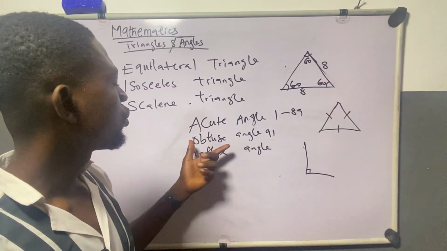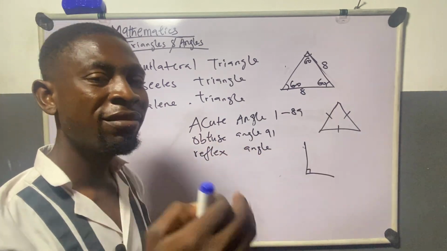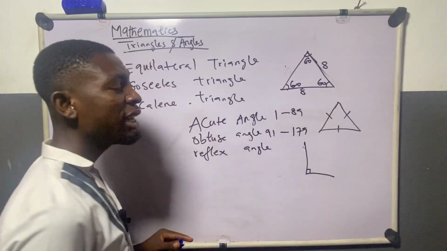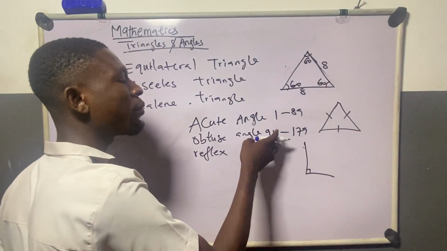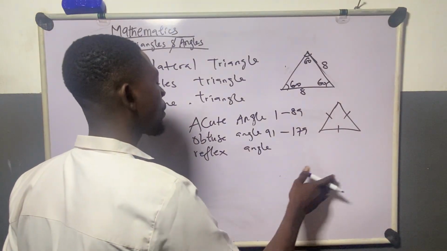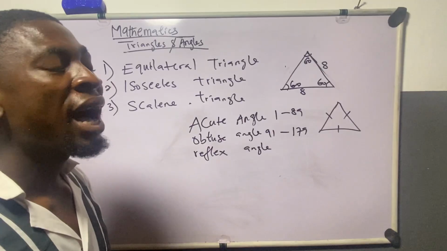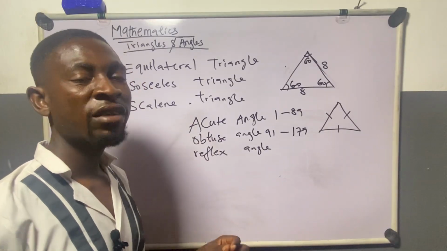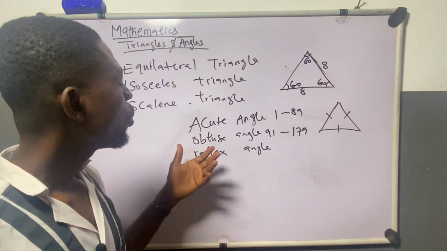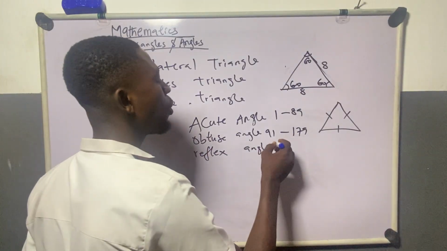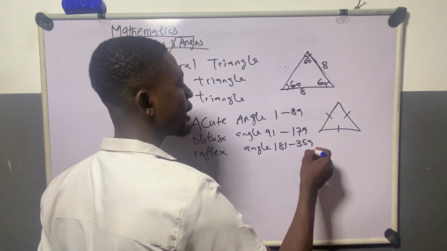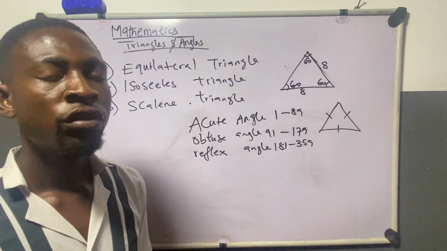So now let's go to what we have here. Obtuse angles are angles more than 90, less than 180. So it starts from 91 to 179. Any angle from this to this is an obtuse angle. When we talk about reflex angles, they are more than 180. 180 itself can be named a straight angle or straight line angle. You understand? Then from more than 180, that's 181 to 359, is what we know as a reflex angle.